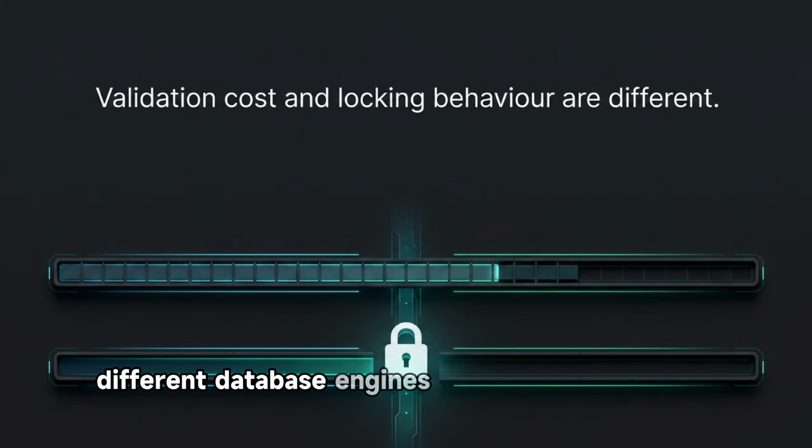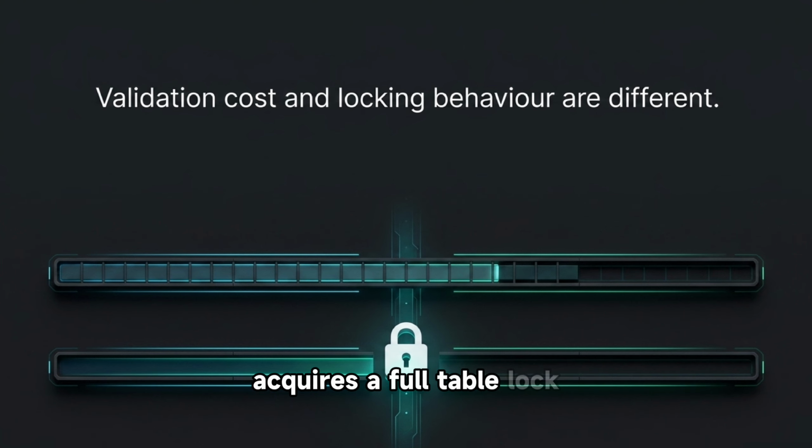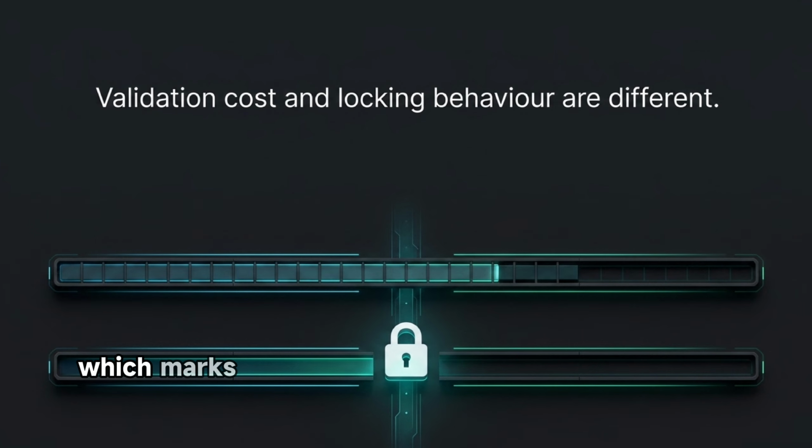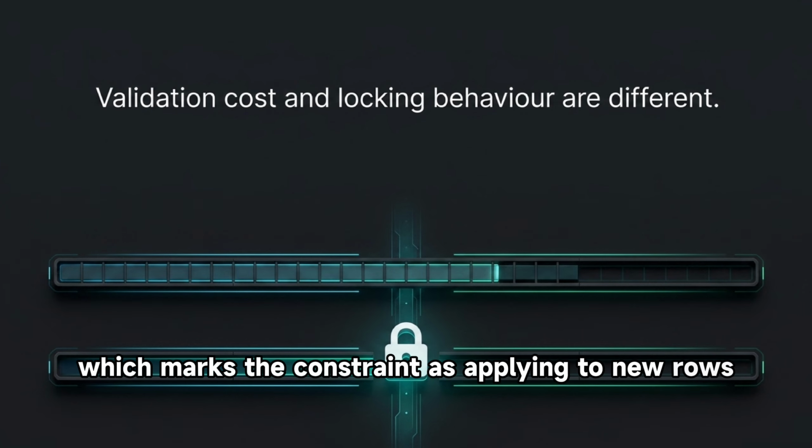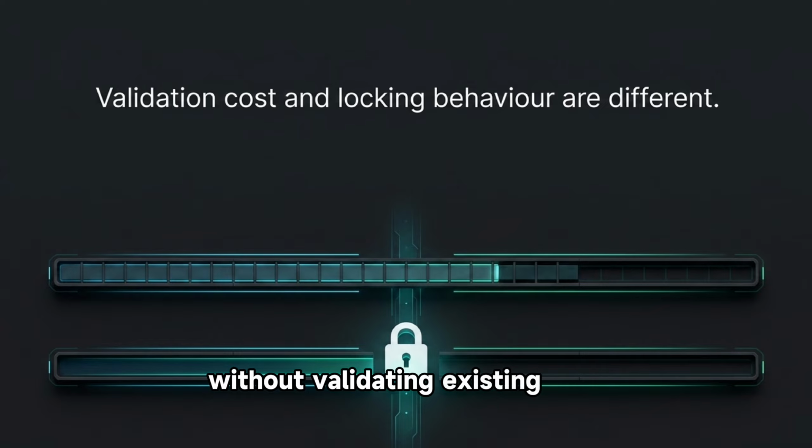Different database engines handle this differently. PostgreSQL acquires a full table lock for most constraint additions, but offers a workaround. Constraints can be added in two stages. First, as not valid, which marks the constraint as applying to new rows only, without validating existing data, and then validated separately using a lower impact lock mode that permits concurrent reads.